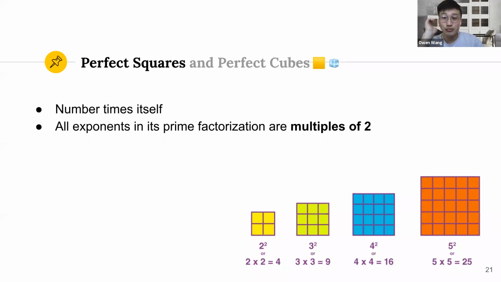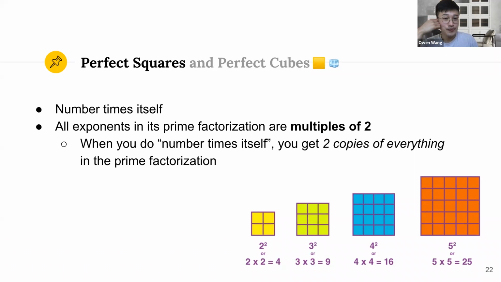Another thing to notice, and this is important, is if you take the prime factorization of any square and look at the exponents, all of the exponents are going to be multiples of 2. This is because when you have a number and multiply it by itself, all the exponents are added to themselves, so all the exponents double. Next slide. You get 2 copies of everything in the prime factorization, and that means all of your exponents are going to be even.